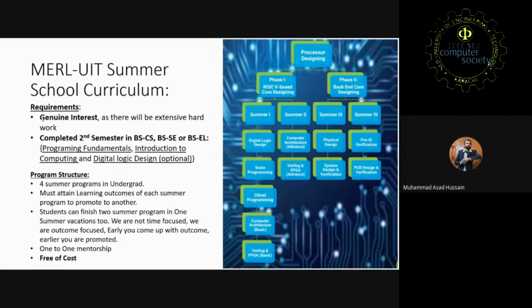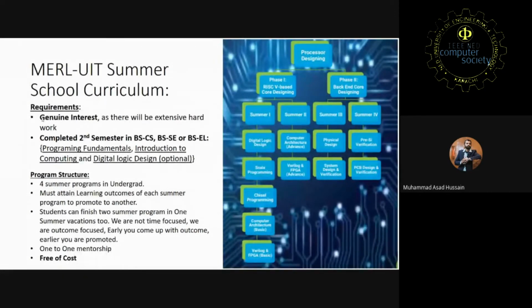This program structure comprises 4 summer programs in the undergrad degree, and you must attain the learning outcomes of each summer program to be promoted to the next. First you have to attain the learning outcomes of one summer program, then you will be promoted to the next one. And there is no time limitation in it. You can finish 2 summer programs in 1 summer vacation as well. We are not time focused, we are outcome focused. We will provide you certain tasks and assignments, and if you complete them well before time, we will promote you early.